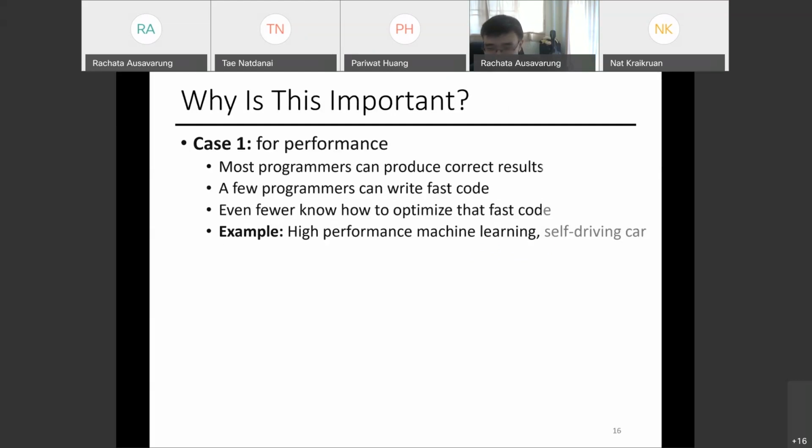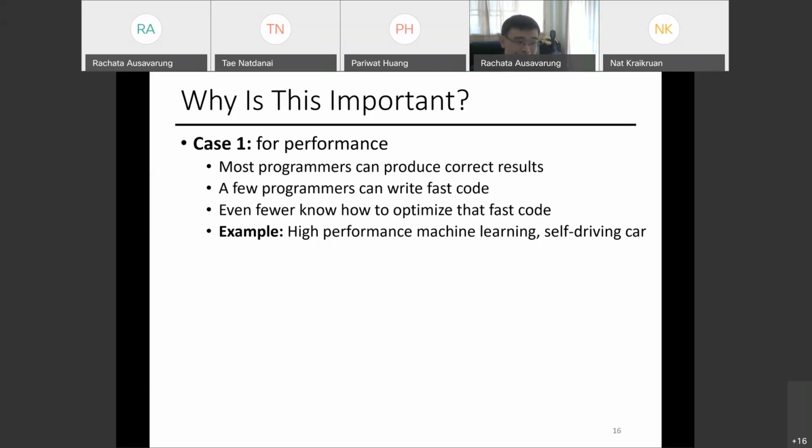And why is this important? The first use case is for performance. At the end of the day, if you are a typical programmer, I'm sure you can produce a correct result, right? If you spend time, maybe a month debugging, you get a functioning program. So the first bullet point is relatively common, right? And if you graduate with a CS degree, you should be able to satisfy that.